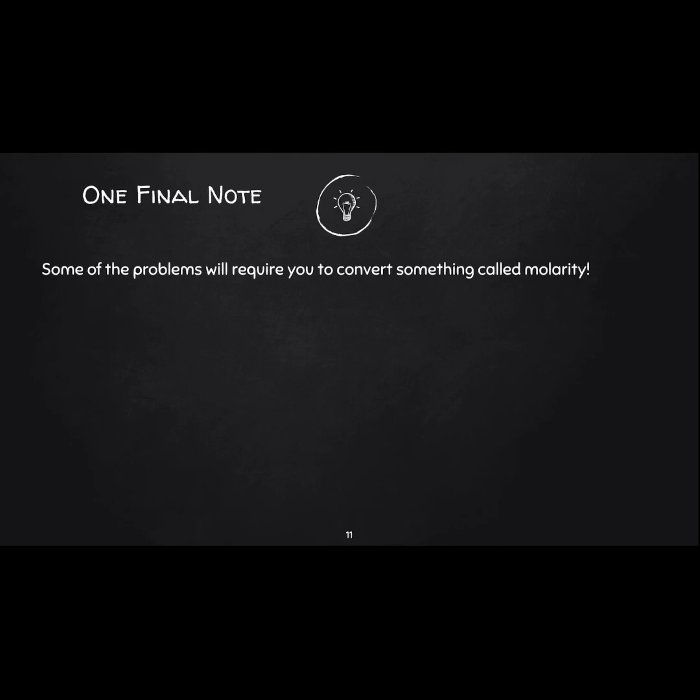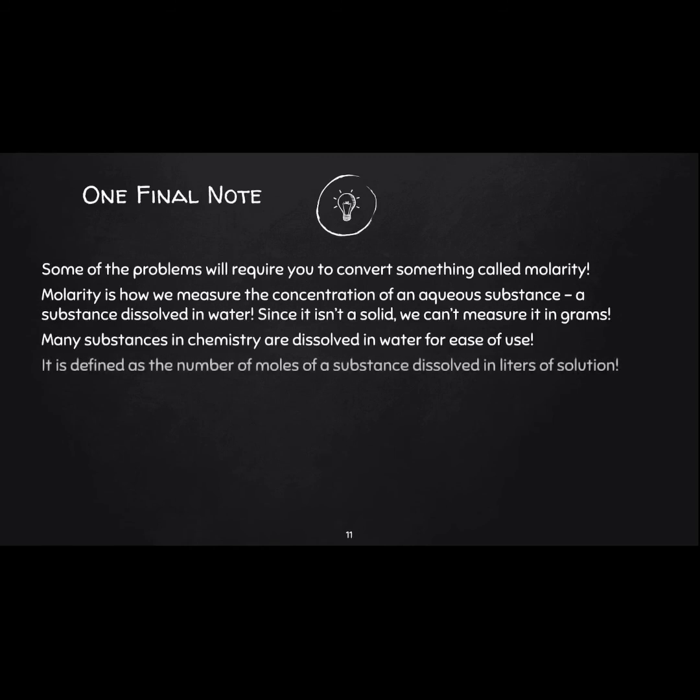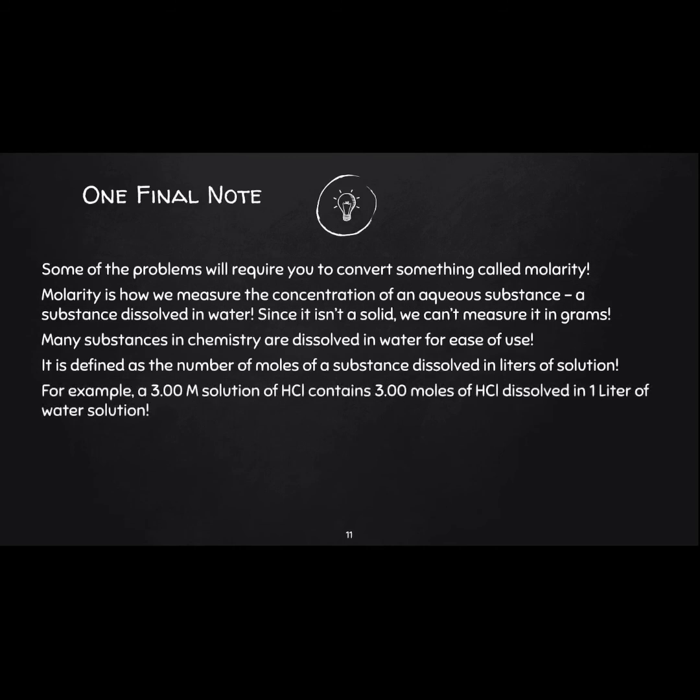One final note. Some of the problems will require you to convert something called molarity. Molarity is how we measure the concentration of an aqueous substance, a substance that's dissolved in water. Since it isn't a solid, we can't really measure it in grams. Many substances in chemistry are dissolved in water because it's easier to use. It's defined as the number of moles of a substance dissolved in liters of solution, so moles over liters.